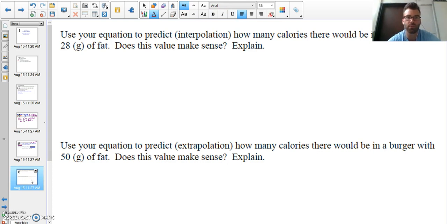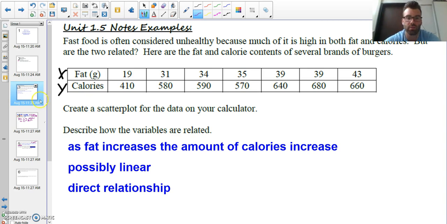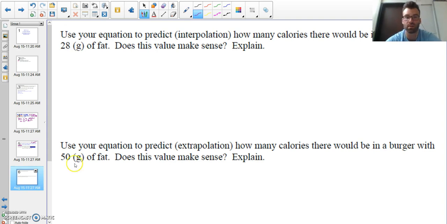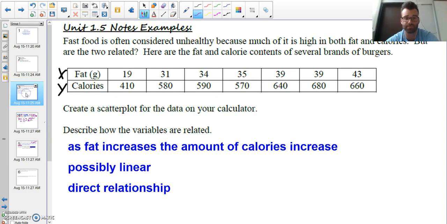All right, so let's use your equation to predict how many calories there would be with 28 grams of fat. Does this make sense? Explain. So interpolation, now you've talked about this word before in your previous math classes. Interpolation is a number that lies within our data set. So our data set for grams of fat was right here, 19, 31, all the way up to 43. So 28 is within that actual data set, a number between 19 and 43. Remember, grams of fat represented our x.